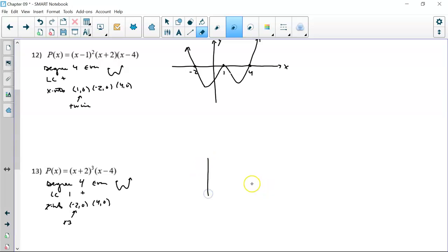Now, odd multiplicity, it goes through. So here's my negative 2, and here's my 4. So what's going to happen, it's going to go through, but you're going to see it kind of down. It's going to do a little bit of a turn through it, and then bounce back up through the 4. And there is our graph.